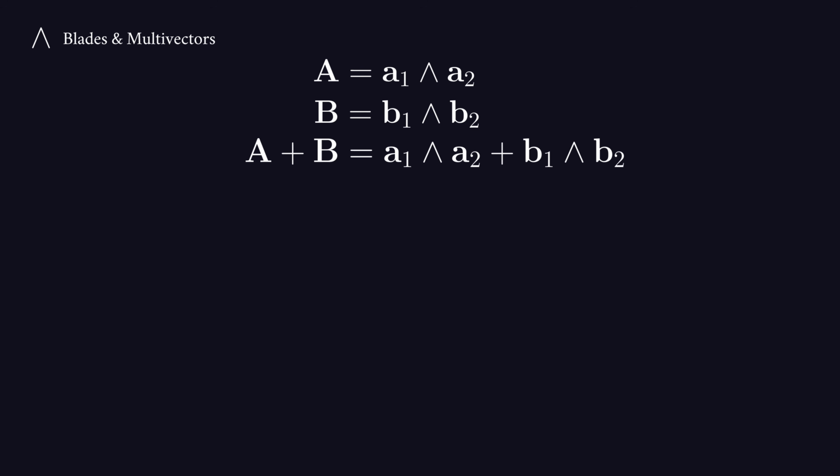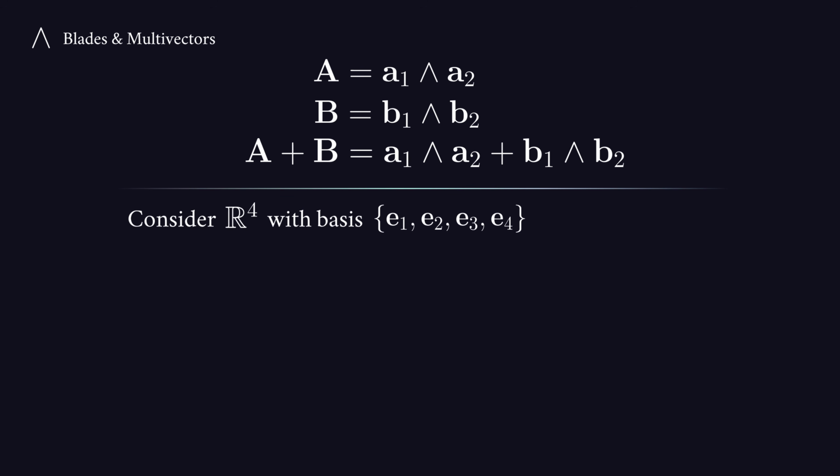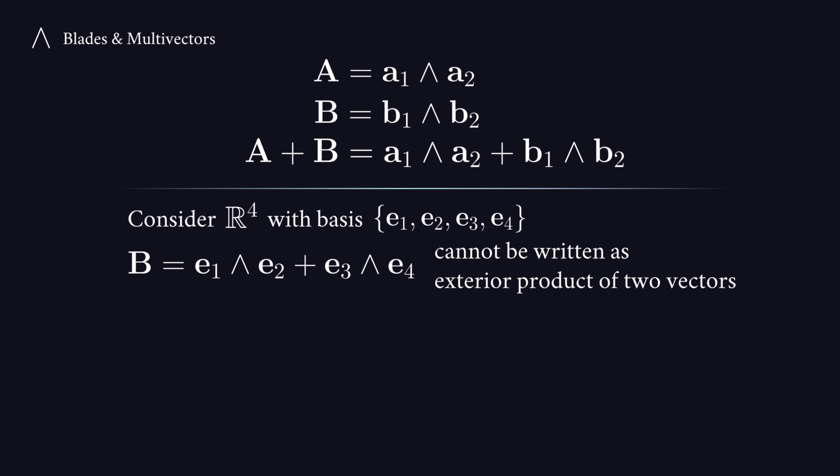Well, let's consider R4 with the bases E1 to E4. And what might be a bit shocking at first is that we cannot write this blade E1 wedge E2 plus E3 wedge E4 as exterior product of just two vectors. So right now we have this sum. On the left we have a blade, on the right hand side we have a blade, but we cannot write this as exterior product of two vectors.